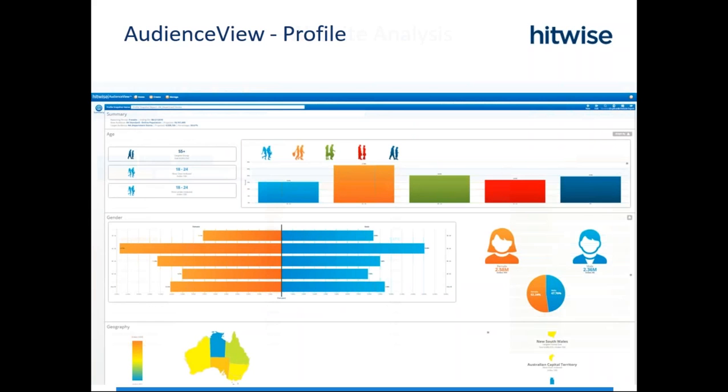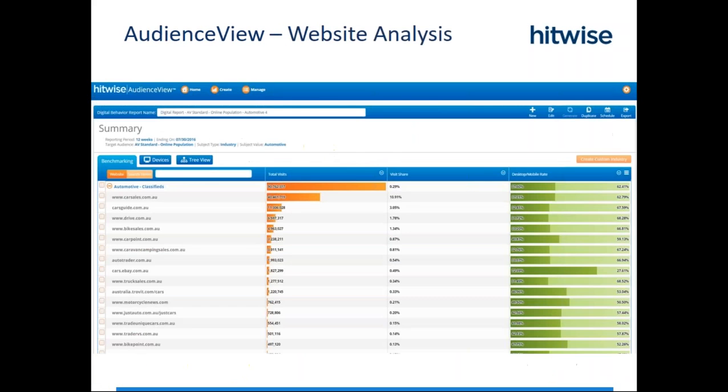We can also do a website analysis. As you can see from this report, this is a website ranking report. It's for the automotive industry. This is just to give you a little bit of snapshot. So obviously from that you can see total visits, the visit share, and then you get the desktop mobile split, which is actually really important with any kind of marketing strategy.